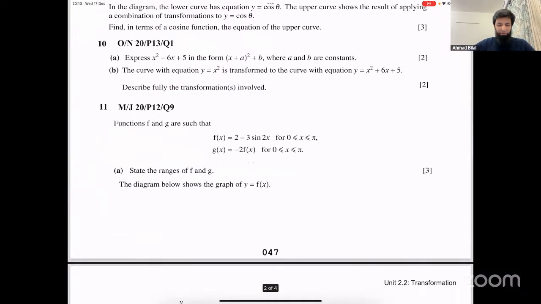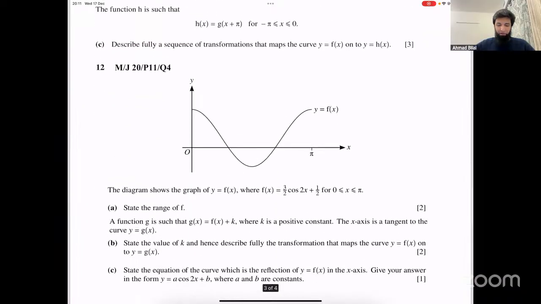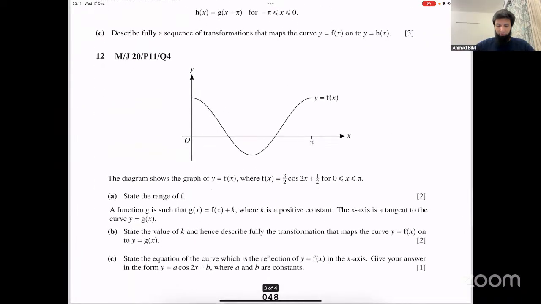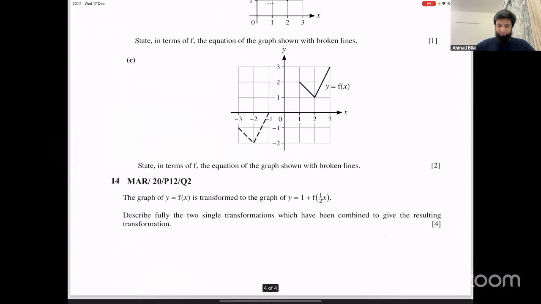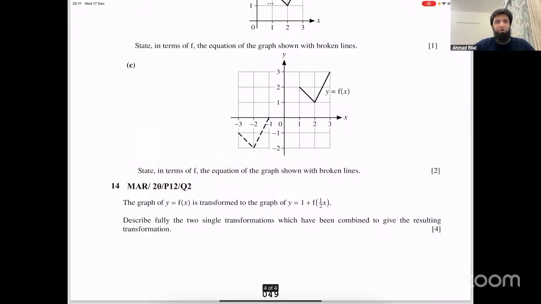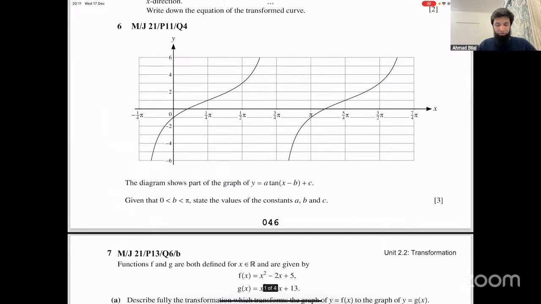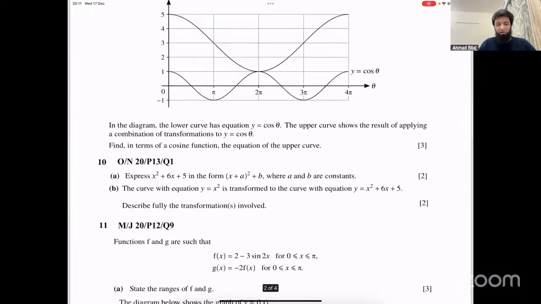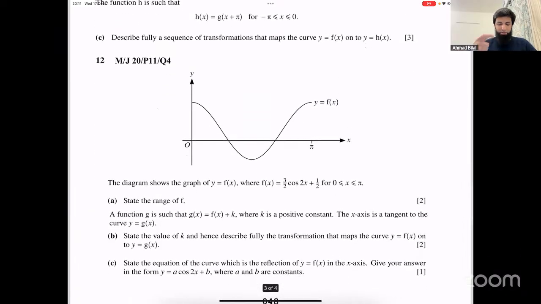Okay, 11 and 12. These are both good questions. They involve trigonometry though. Okay, 11, 12, and the rest of them you were able to figure out? No other problems? 6 was also a good one. If you haven't attempted that, make sure to do that. But let's start from 11 and 12 then. Let's have a look at these two questions.